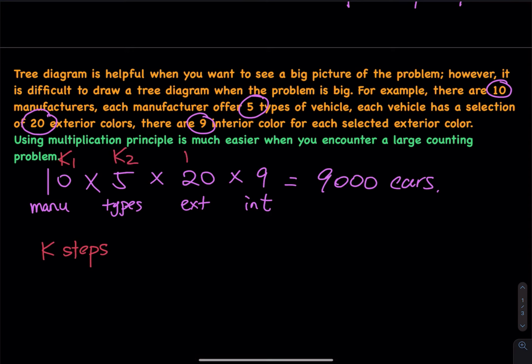And then the third step, you have to pick an exterior color. The last step, you have to pick an interior color. So there are 4 steps. And then what is the total? The total is you have to multiply all the options together.